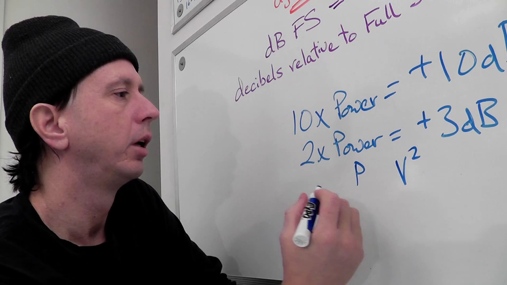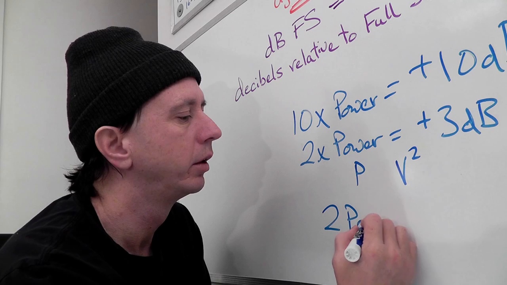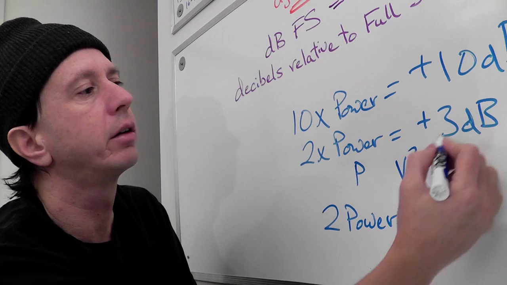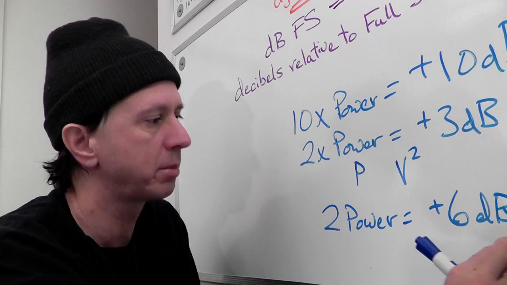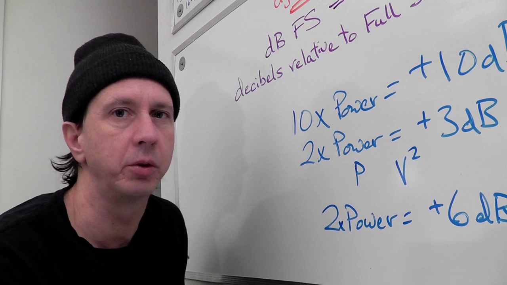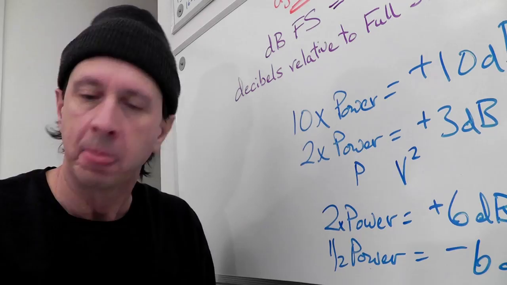So basically what this means, if you want to double the power in a voltage system, you're looking at a plus 6 decibel, twice as much, because powers of 2 add in a logarithmic system. Okay, so just trust the math on this. To double the power, you have to go plus 6 decibels voltage. Or to go 1/2 the power, conversely, you go negative 6 decibels. Okay, so back to this, decibels relative to full scale.